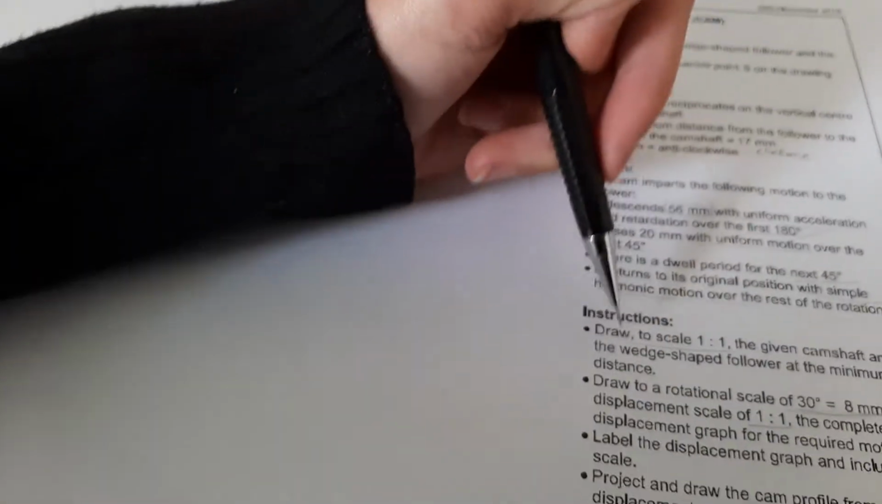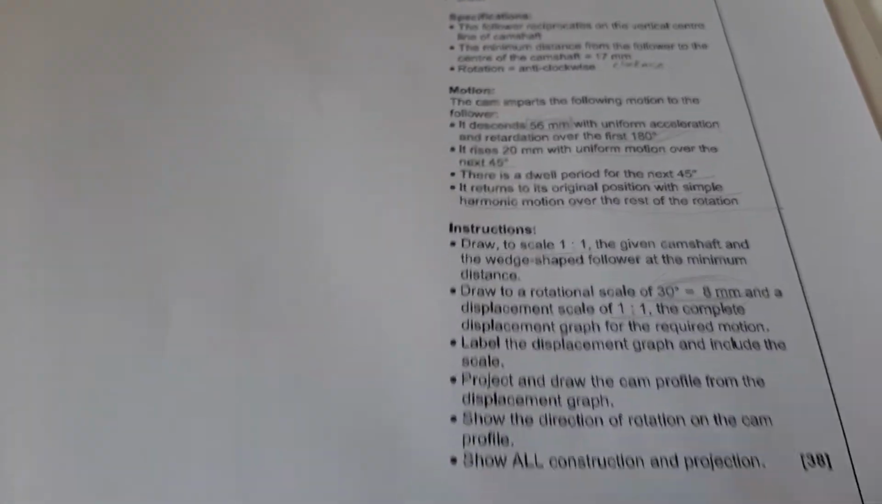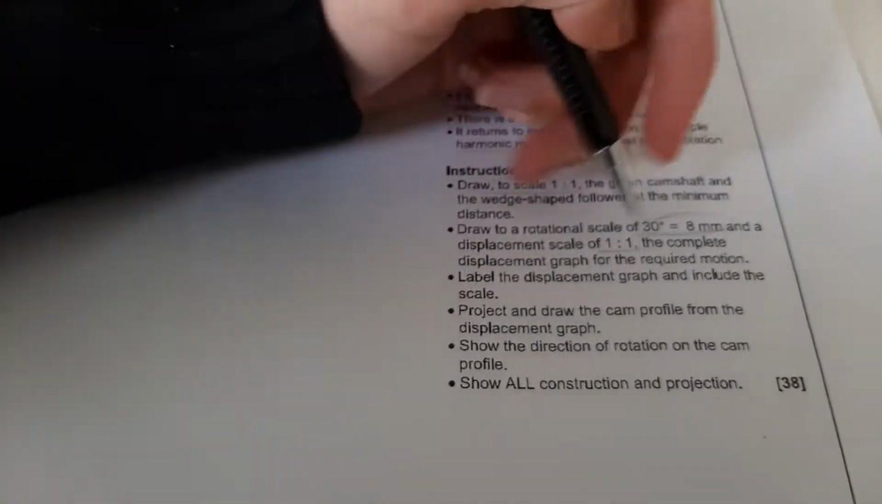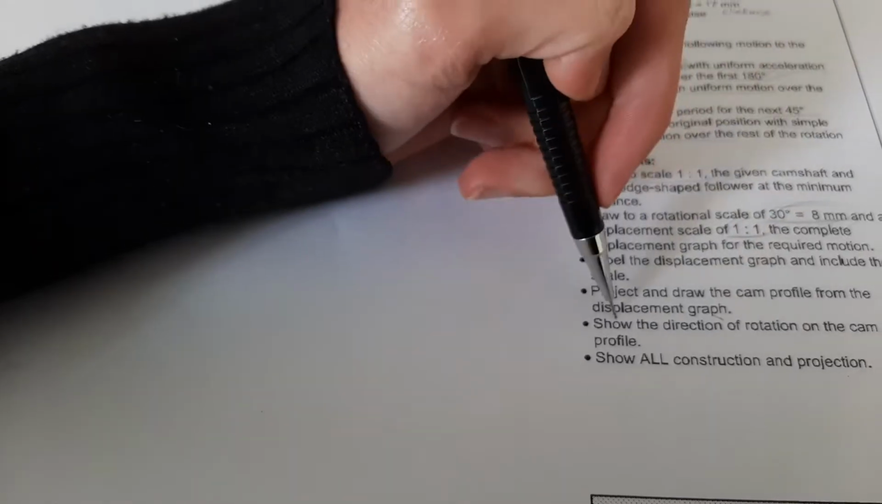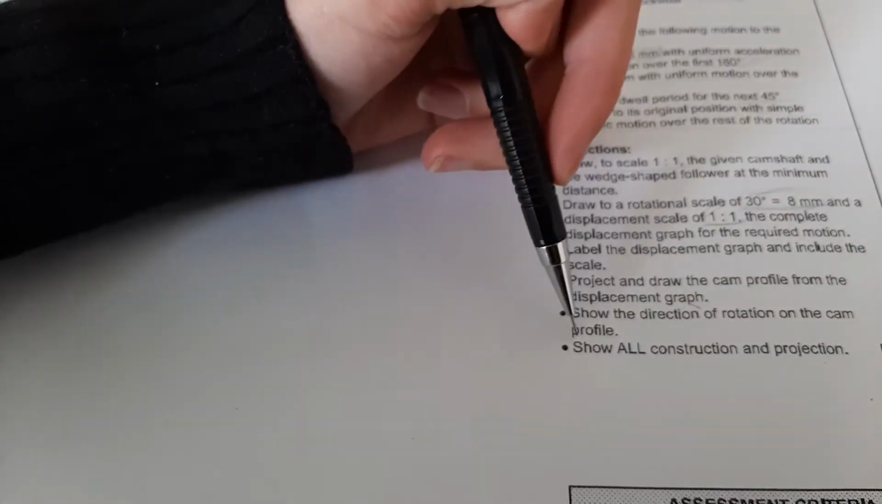Then they tell us to draw a scale of 1 to 1. Then they say draw to a rotational scale of 30 equals 8 millimeters. So this is for the graph. Then they also tell us that the displacement scale is 1 to 1. They tell us to label the displacement graph and include the scale. Project and draw the cam profile from the displacement graph. Show the direction of the rotation on the cam profile. And show all construction and projection.